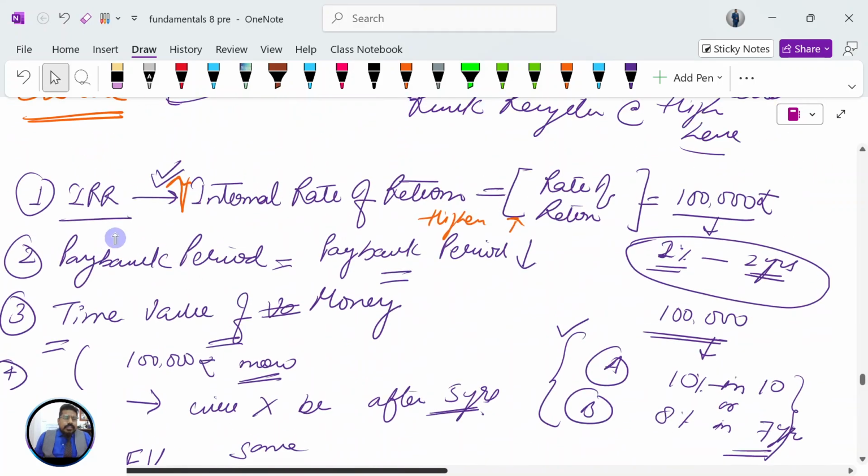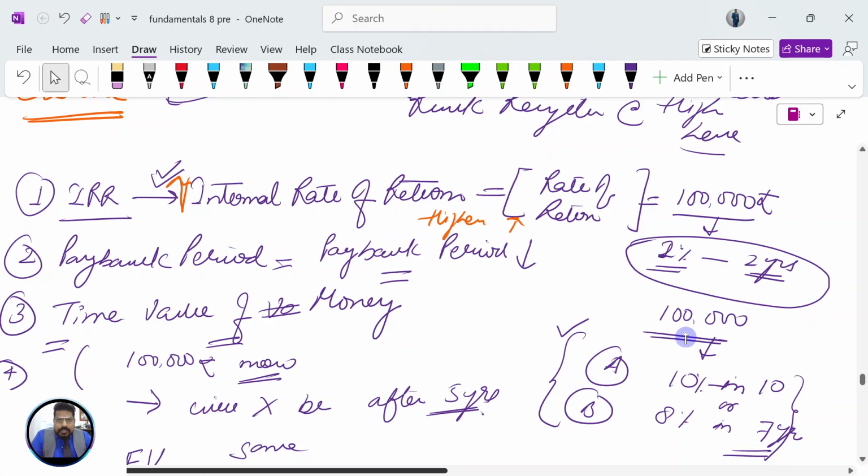Here you see that you have certain constraints or certain factors based on which you select a project. First is internal rate of return, IRR. It has to be higher. If you are investing 100,000 rupees into something, you should select a project which will give you a higher rate of return. Second is payback period. Your payback period should be less.